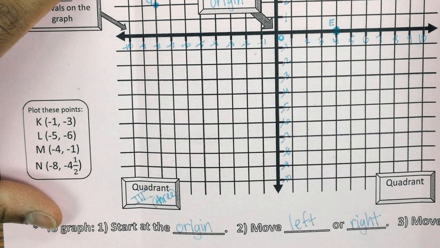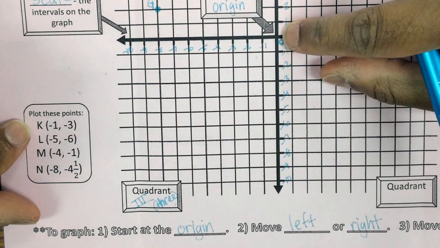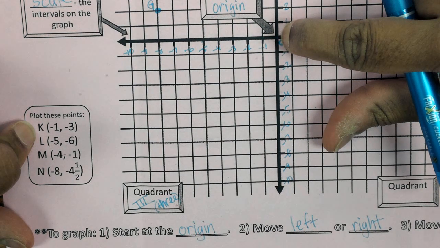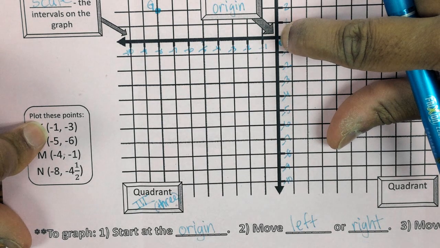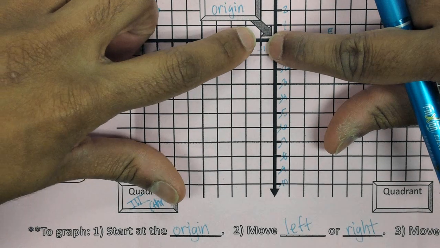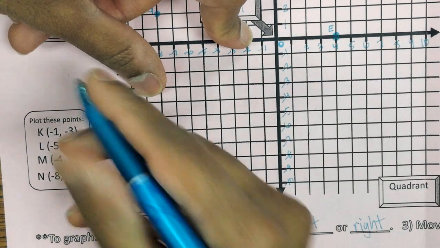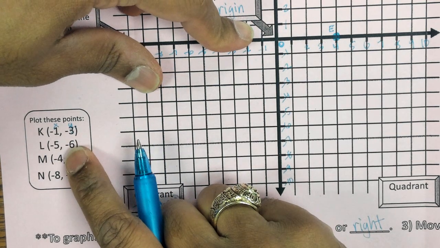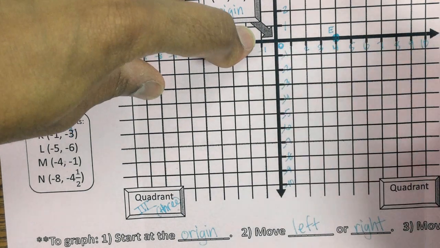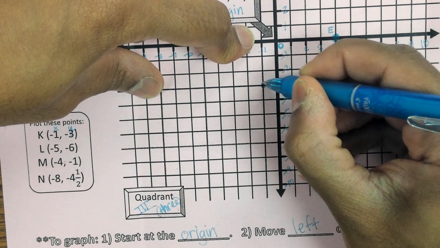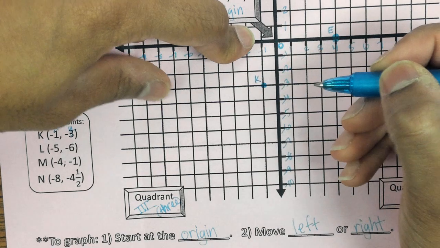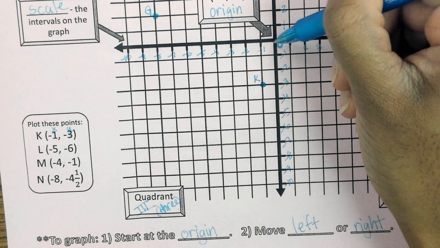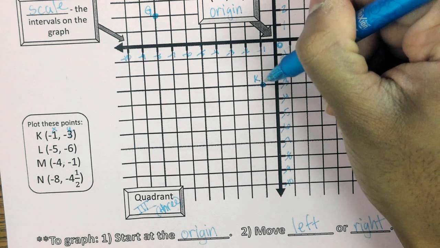Now it's the same routine, right? To graph, let's look at the first one. For K, it's at -1, -3. We start at the origin, 0, 0. We go to -1 on my x-axis, so here's -1. Then I want to go to -3 on my y, so x and y. If you need to label it like this every single time, if you look on my screen, that's fine. So we go to -1, then we go down to -1, -2, -3. So there we have point K. Start at the origin, move left to -1 because it's negative. Then move down to -3 because it's also negative.